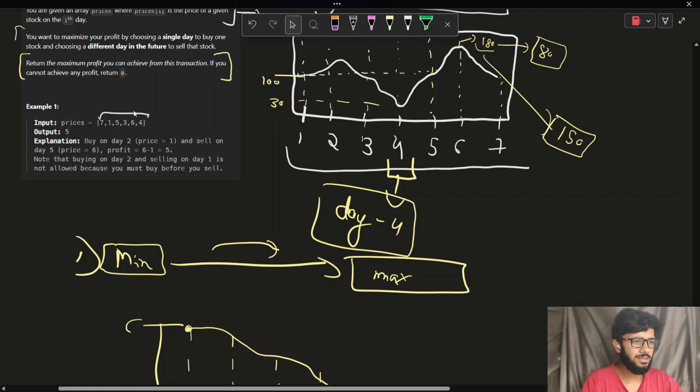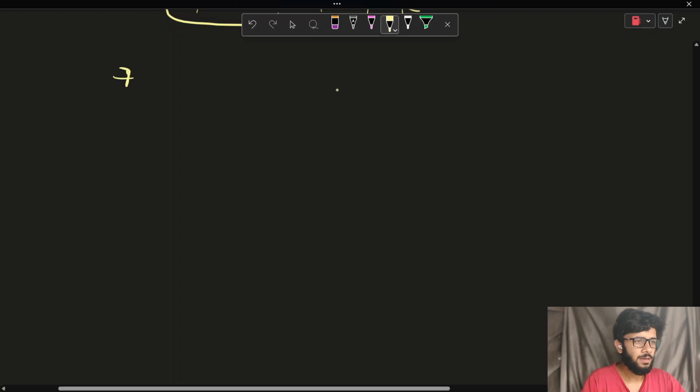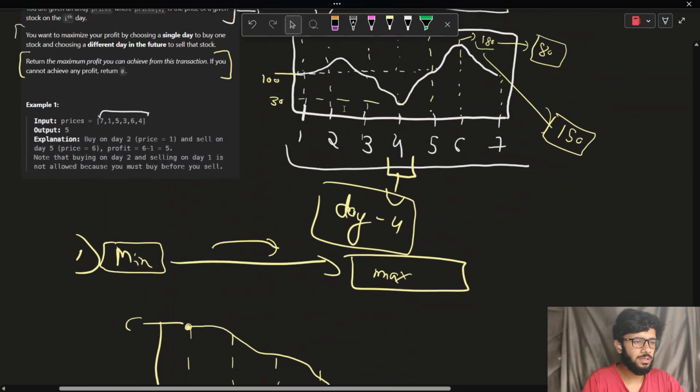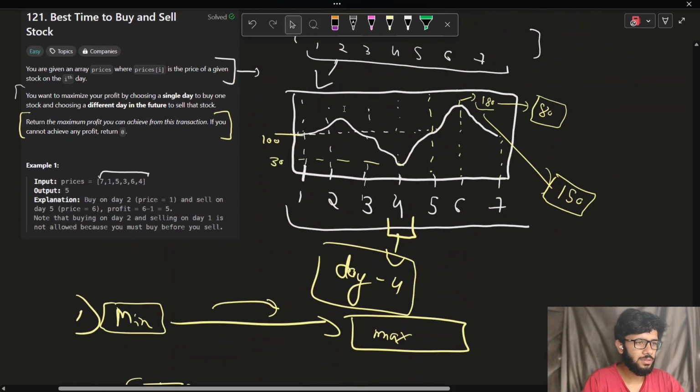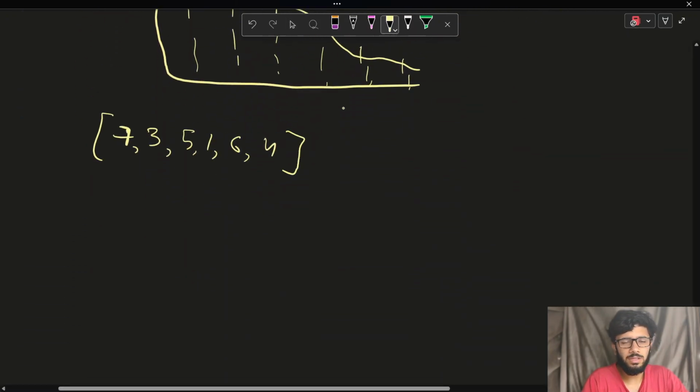So for best case, let's take this example only. 715364 is the input which is given to us. 7, 3, 5, 1, 6, 4. 1, 2, 3, 4, 5, 6. Another value is there. It might be like on Sundays it is off. That's why there is only 6 days.